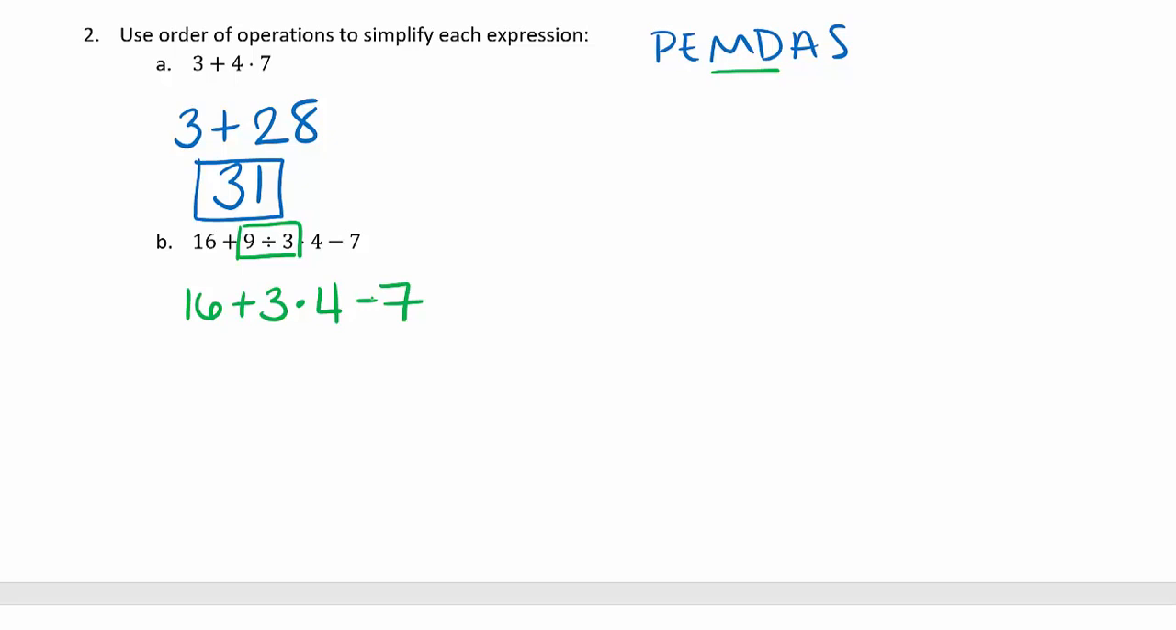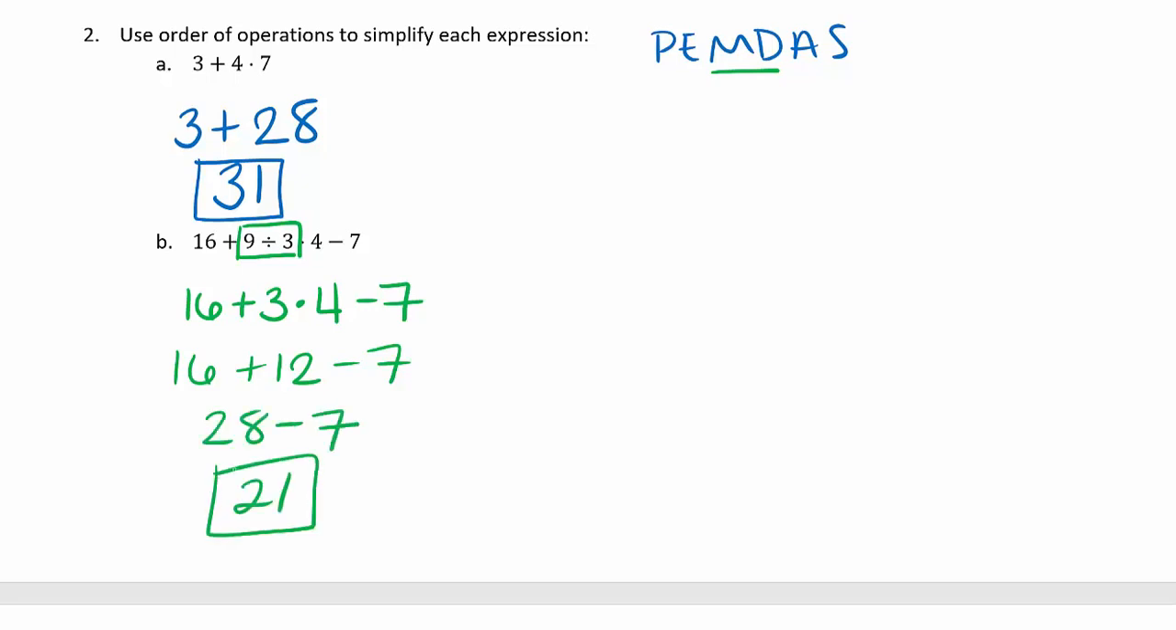Notice when I'm doing order of operation problems, I copy down the entire problem every time I do a step. And this is really important to help me keep track of things, especially when problems get more complicated. So now I have to multiply. 3 times 4 is 12. And I'll finish by doing the addition and the subtraction. 16 and 12 is 28, minus 7, and my final answer is 21.